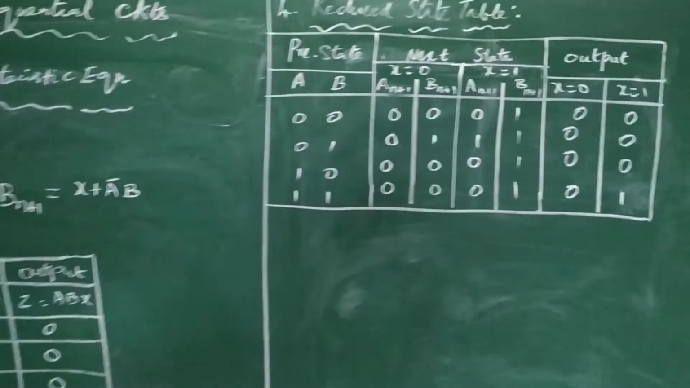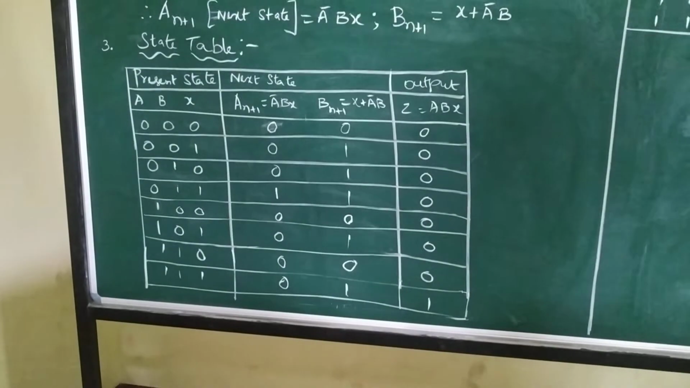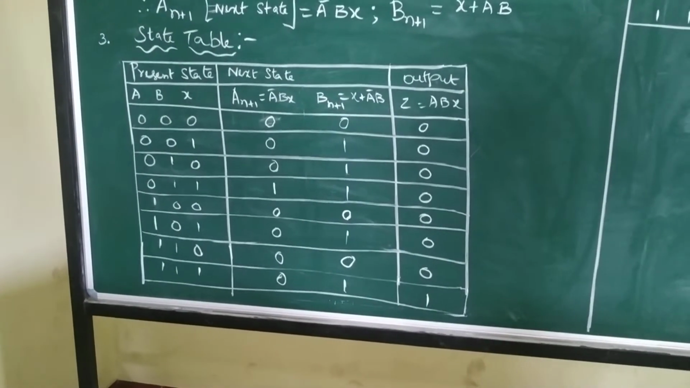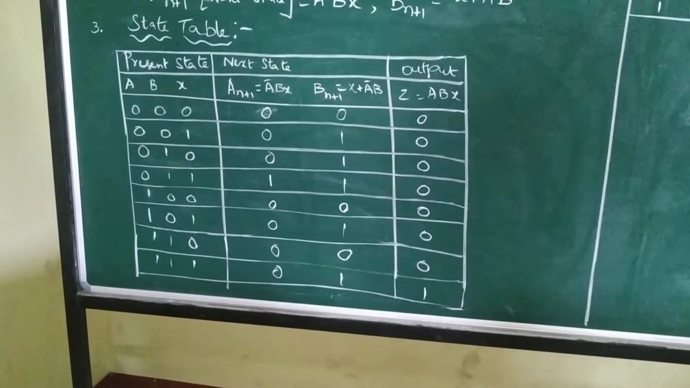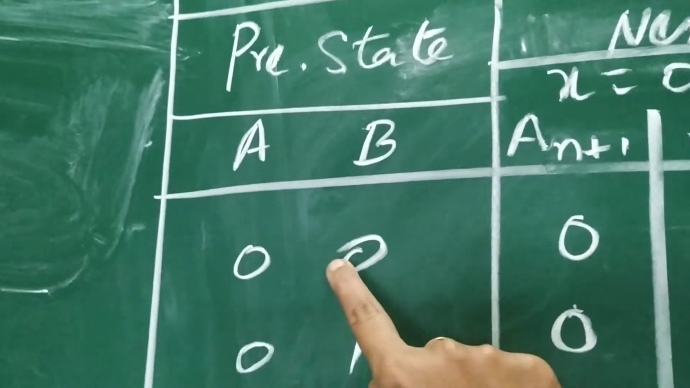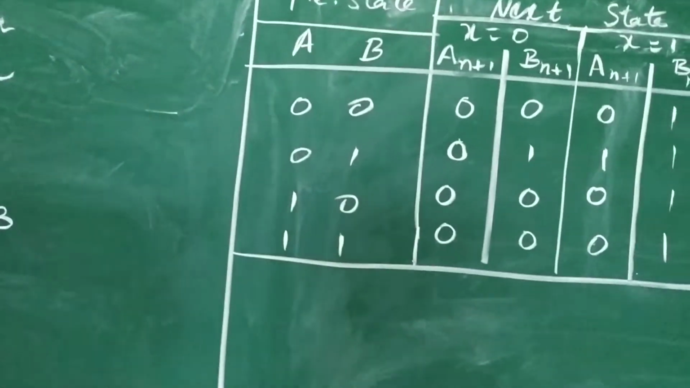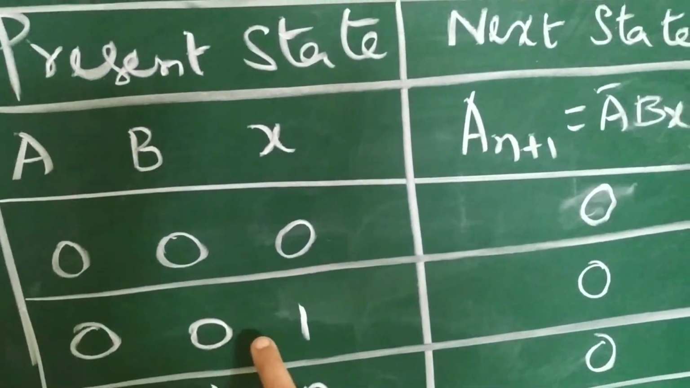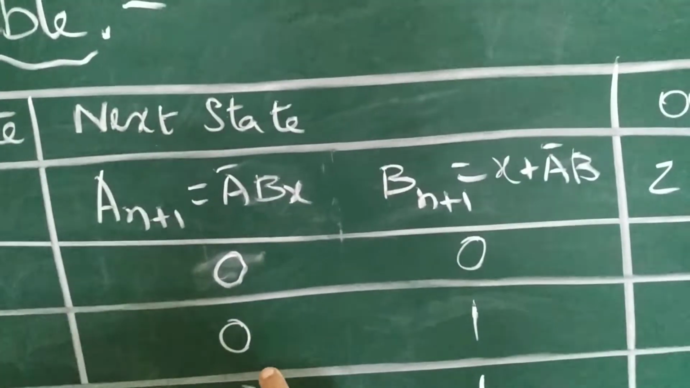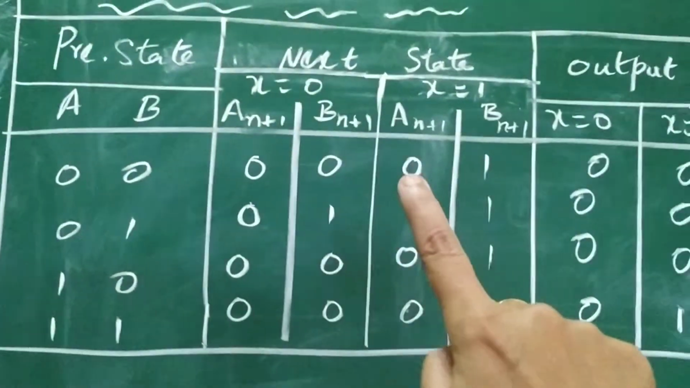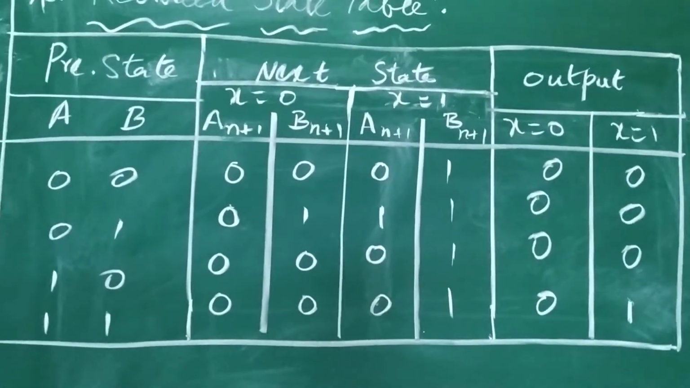So now if you look into the state table, for the inputs A, B 0, 0 and for x is equal to 0, what are the values? The next state values are 0, 0. So write it here. The next state values are 0, 0 for x is equal to 0, for the present state values 0, 0. If you come to the next one, for present state A, B equal to 0, 0, for x is equal to 1, what are the values? It is 0, 1. So write it here. For the present state value 0, 0, for x is equal to 1, it is 0, 1.